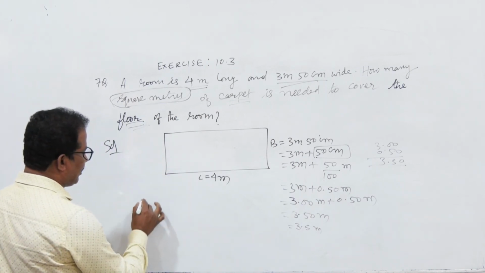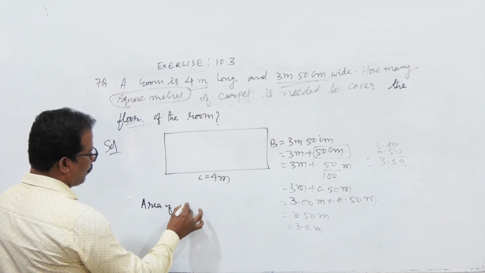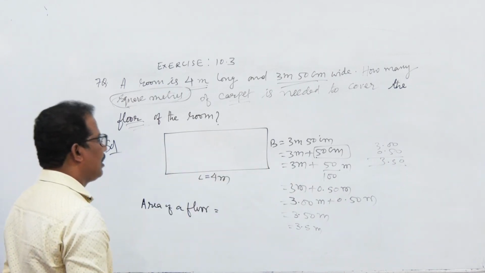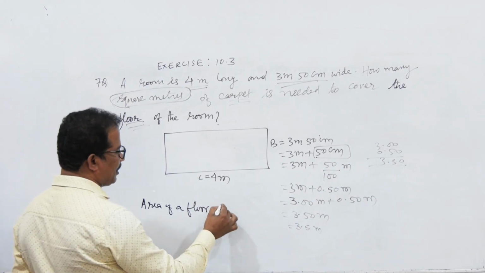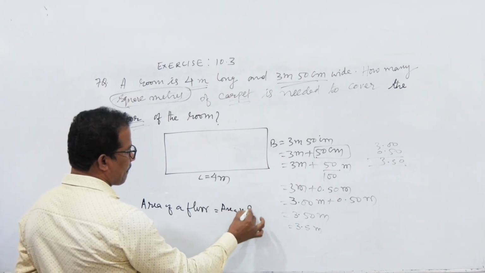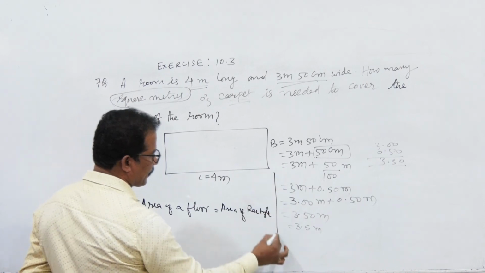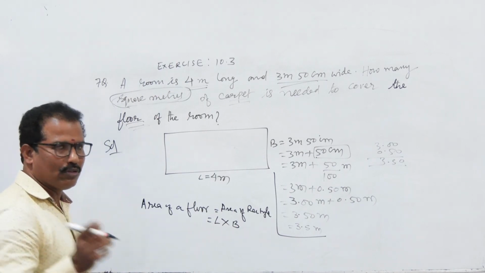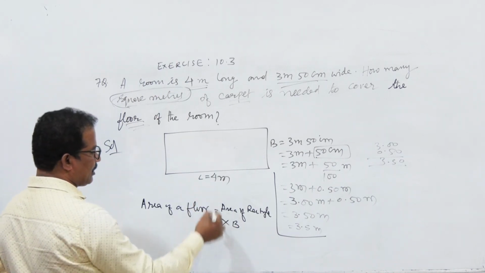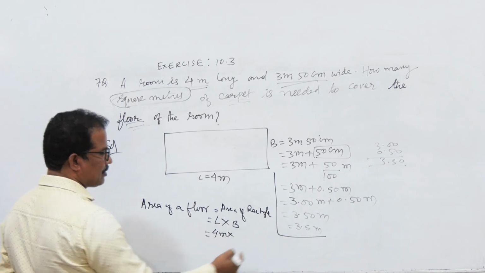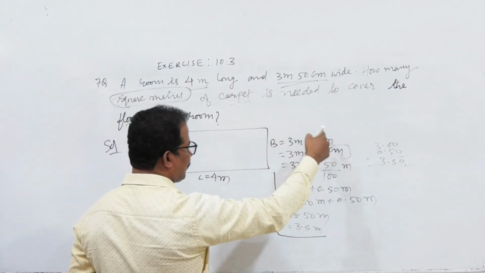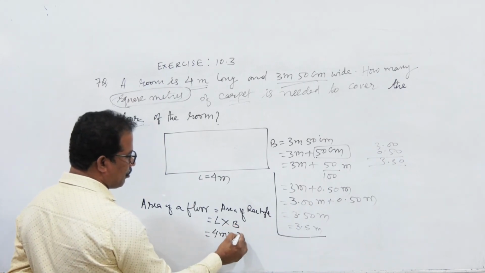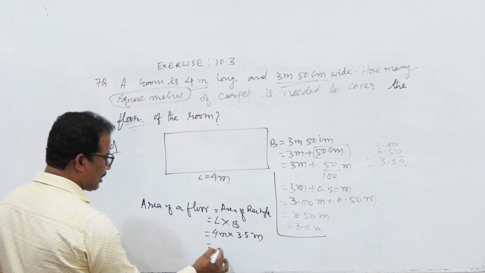So for that we have to find the area of the floor, because this floor is in the shape of a what? Rectangle only. So area of the floor means area of rectangle. The formula for area of rectangle is how much? Length into breadth. So what is the length in this case? We have 4 meter. And what is the breadth in this case? We found that 3 meter 50 centimeter is 3.5 meter only. So for breadth we can write 3.5 meter. So now we can multiply this.